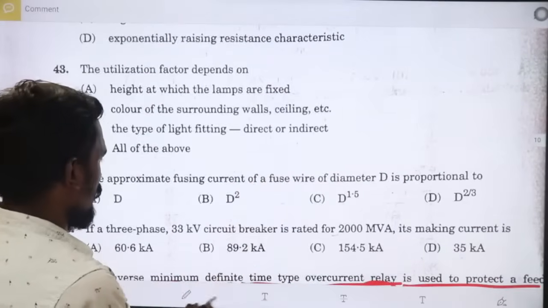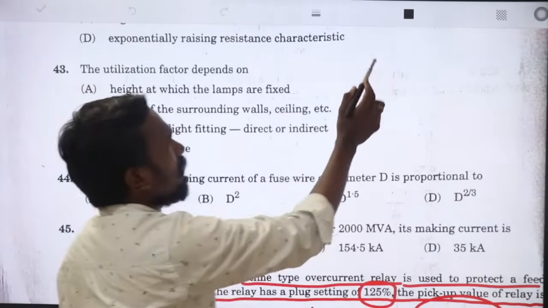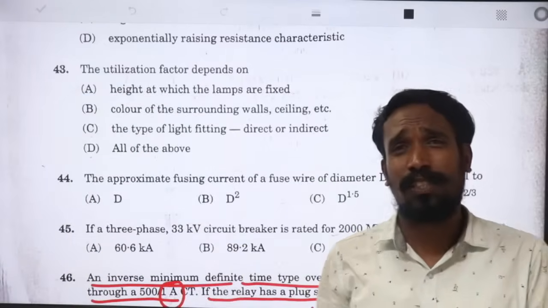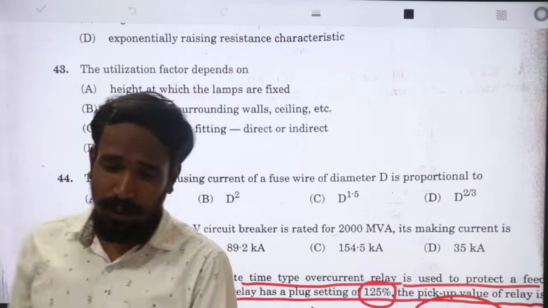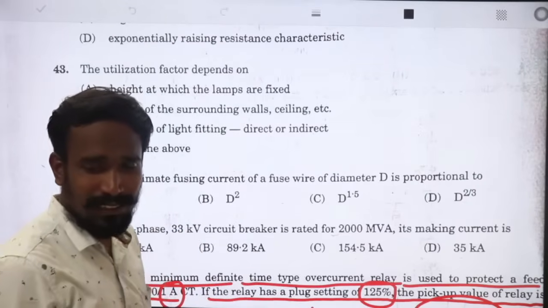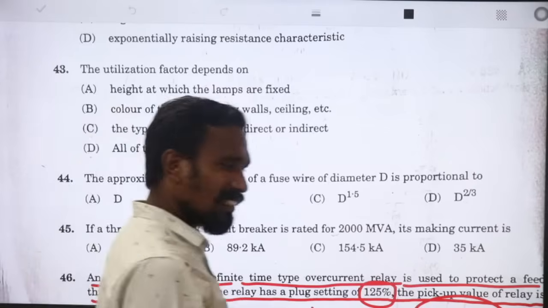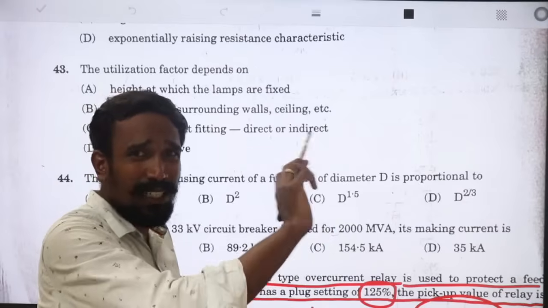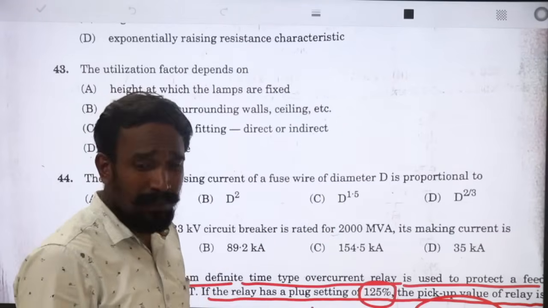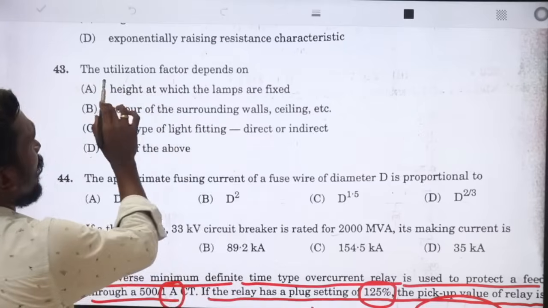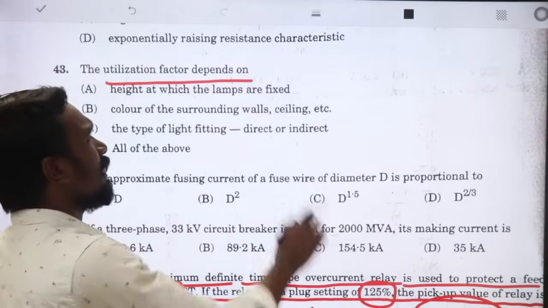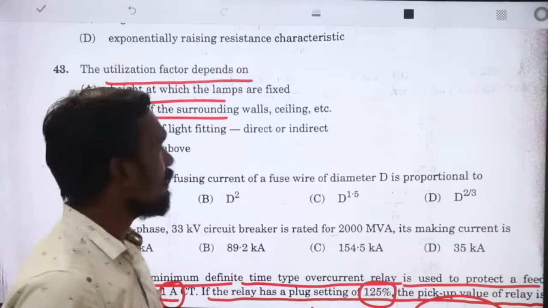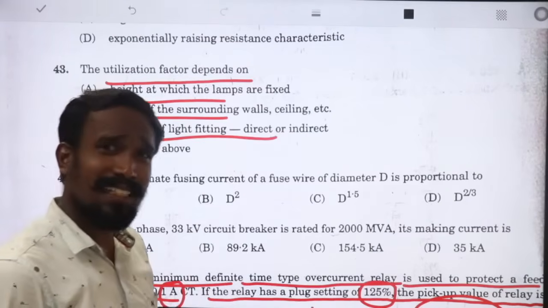See how silly a question they asked from illumination. All diploma candidates who are watching, everyone has to give the answer to this question. I gave it to you in the factors; if they want to ask you a question, the first priority is the utilization factor. The utilization factor depends on the height of the lamp, as well as the color of the walls and ceiling, as well as the type of the light fitting, direct or indirect.